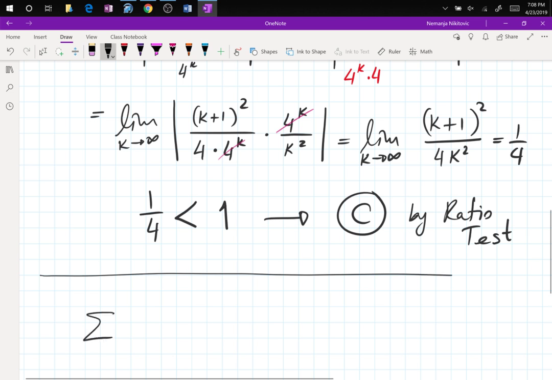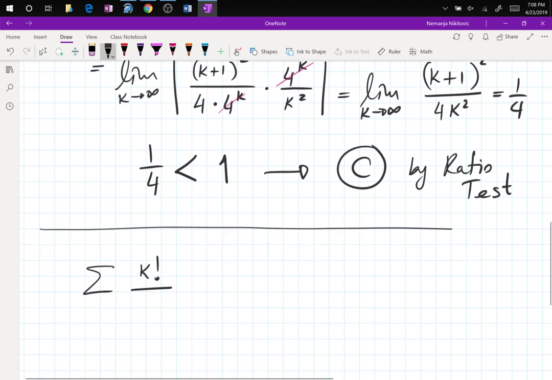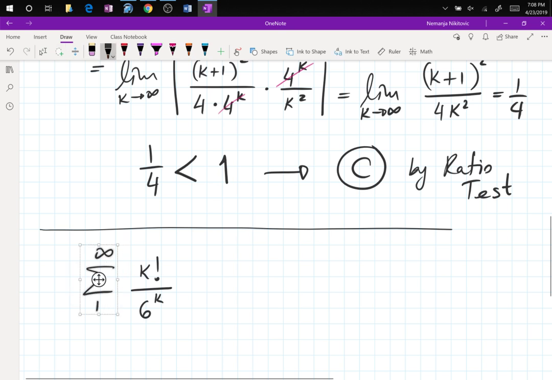So how about the sum of k factorial divided by, let's say, 6 to the k, from 1 to infinity. Would anyone offer a solution for this before we actually do it? Would this converge or diverge? What is the gut feeling? Converge? Diverge? I think 6 to the k is way faster than k.